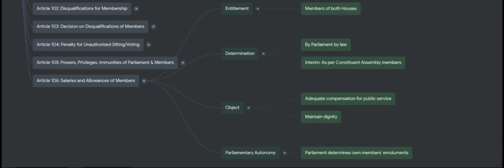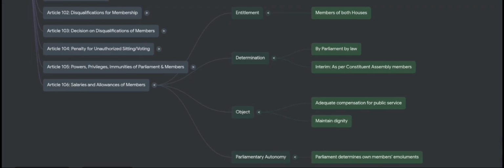Initially, until Parliament enacted specific legislation, the article provided that members would receive allowances based on what constituent assembly members received. But soon after, Parliament passed laws like the Salary, Allowances, and Pension of Members of Parliament Act, 1954, which has been amended periodically to revise these emoluments.